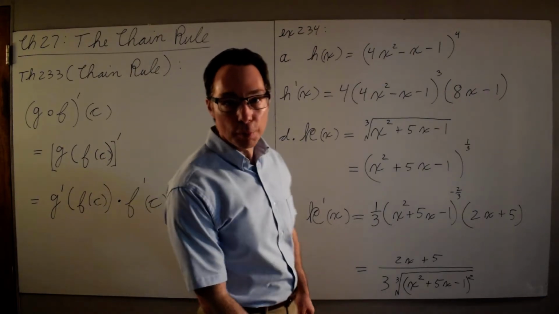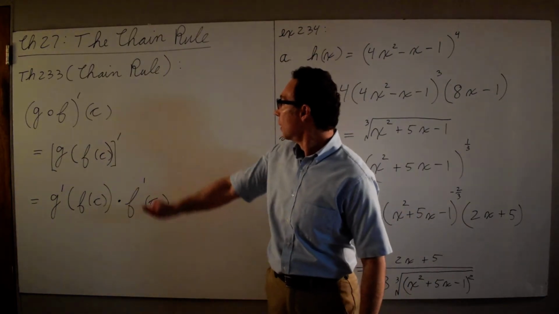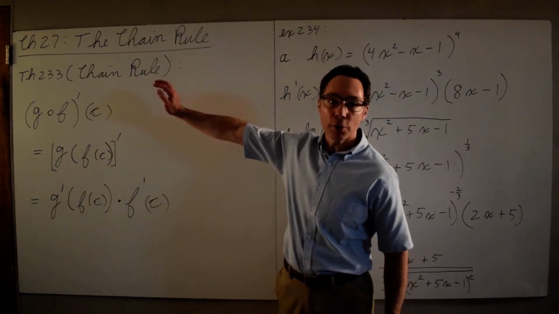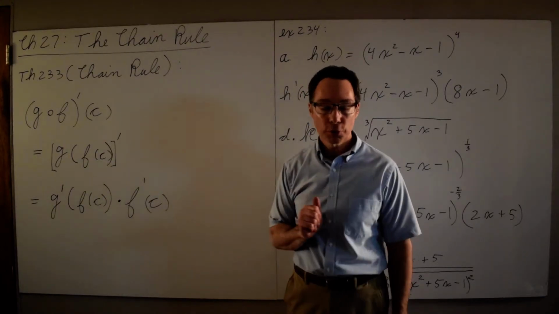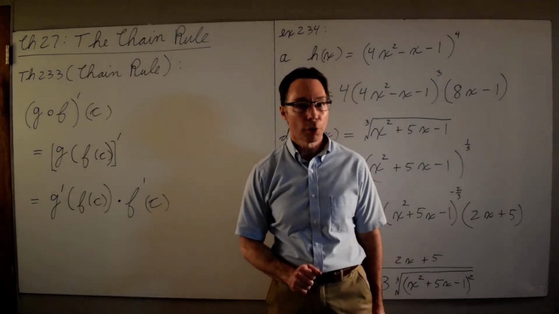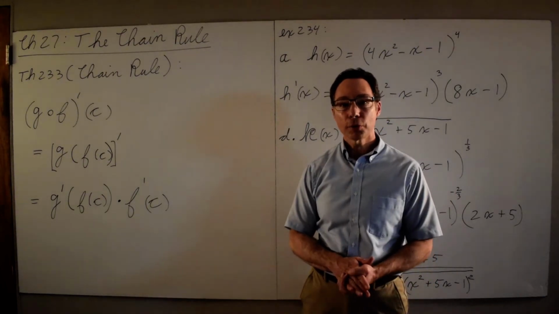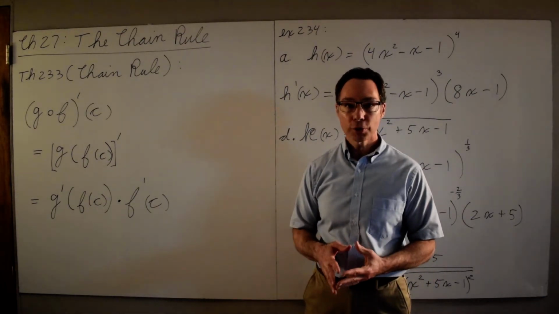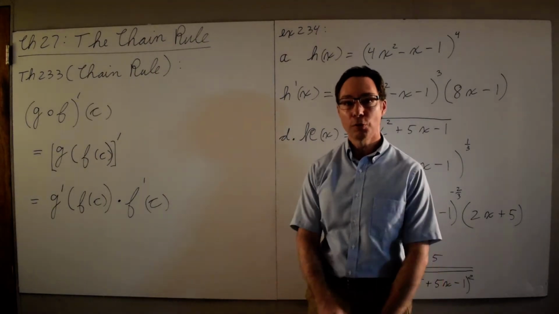This video is on chapter 27, the chain rule. And the chain rule is about how to take the derivative of a composition of two functions. And so earlier in the course, I gave you some exercises where you had a function and I said write this as a composition of two functions.